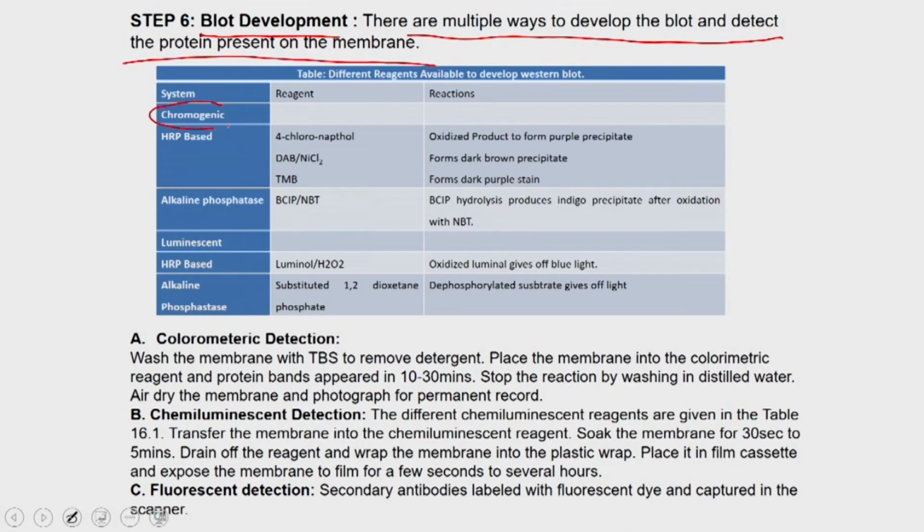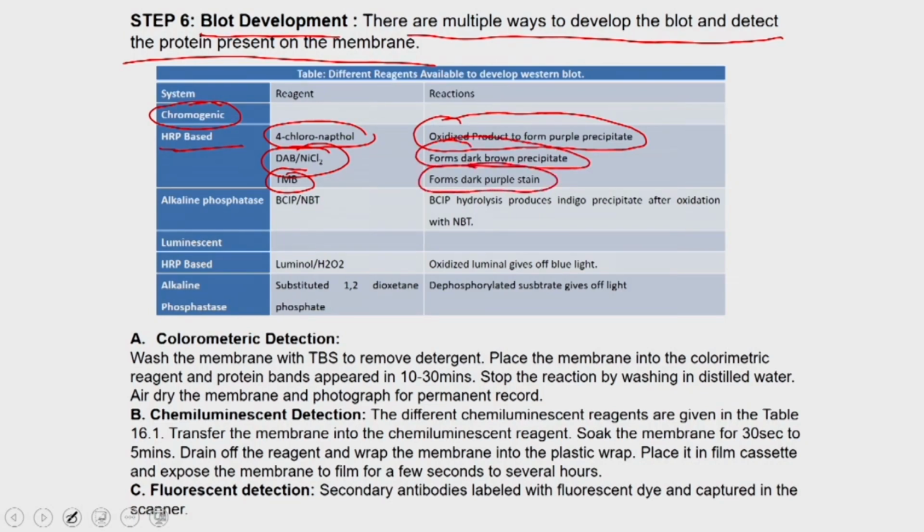You have the chromogenic substrates which are based on HRP, such as 4-chloronaphthol, DAB or TMB. These are the reactions. If you use 4-chloronaphthol, it will form a purple color precipitate. If you use DAB, it is going to form a dark brown precipitate, and if you use TMB, it is going to form a dark purple stain on the membrane. Similarly, you can have alkaline phosphatase. So, you have the substrates called BCIP and NBT, and BCIP hydrolysis produces an indigo precipitate after oxidation with NBT. So, these are the colorimetric or chromogenic substrates.